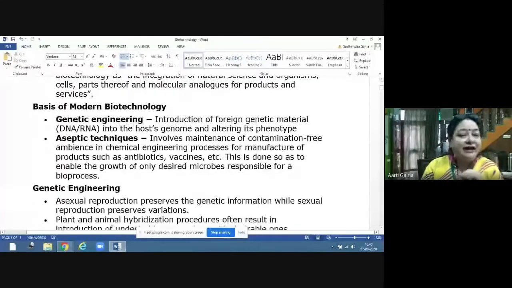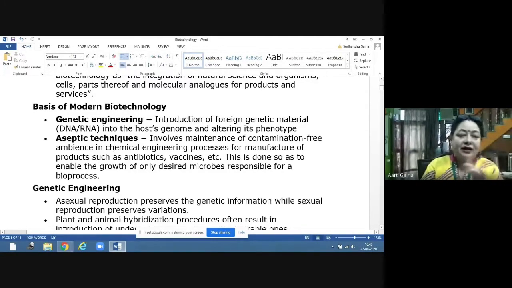What is that? That is chemical engineering. Because whenever we are growing any microorganism for multiplication of the desired gene, for cloning of the desired gene, we have to make that ambience, that surrounding, contamination free. Because if there is contamination, we will not get our results. So what is this? This involves maintenance of contamination-free ambience.